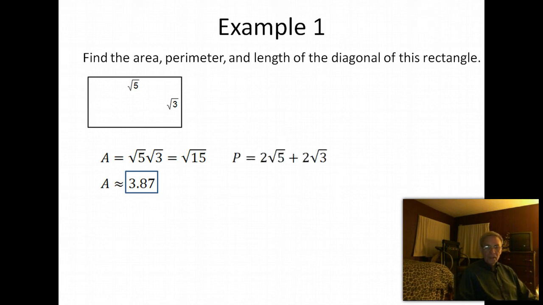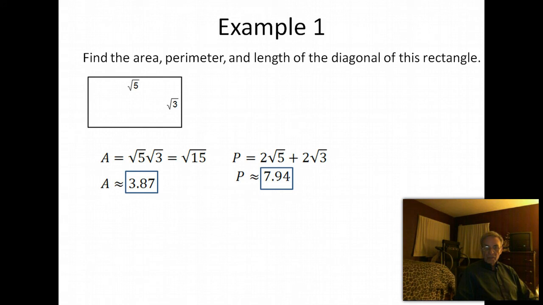The next thing they want us to find is the perimeter. So that's 2 times the square root of 5 plus 2 times the square root of 3. It comes out to approximately 7.94, because you can put the expression 2 square root of 5 plus 2 square root of 3 in your calculator, press enter, and it comes up to 7.94.